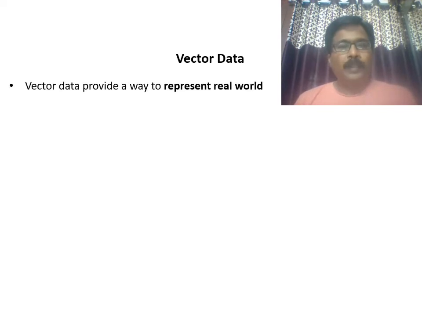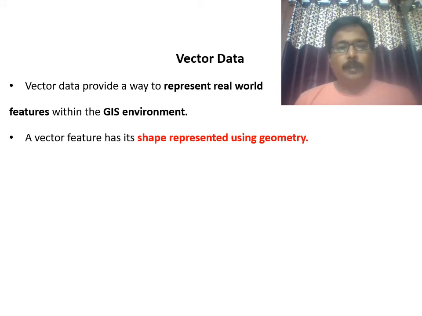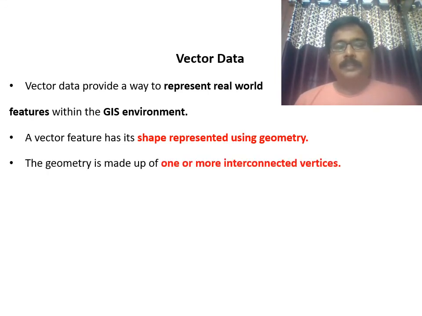Vector data. Basically, we want to represent the real world features in the GIS environment. What is this vector data format? A vector data or a vector feature has its shape represented using a geometry. And the geometry is made up of one or more interconnected vertices, and the vertex describes a position in space using x and y coordinates, and sometimes it will also have the z dimension. So x and y will give you the location, and z will give you the third dimension of that particular object.